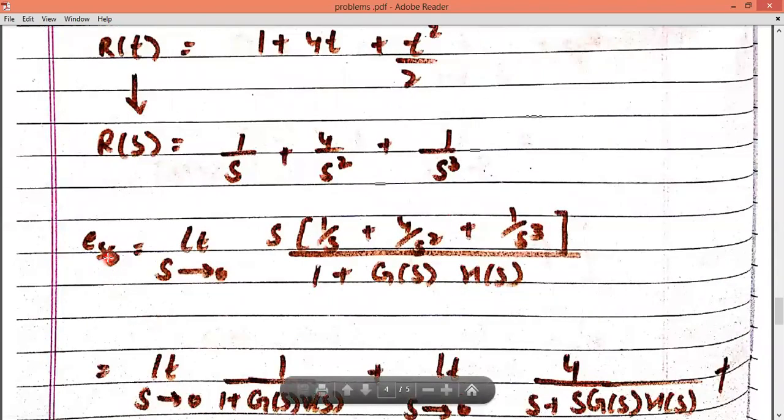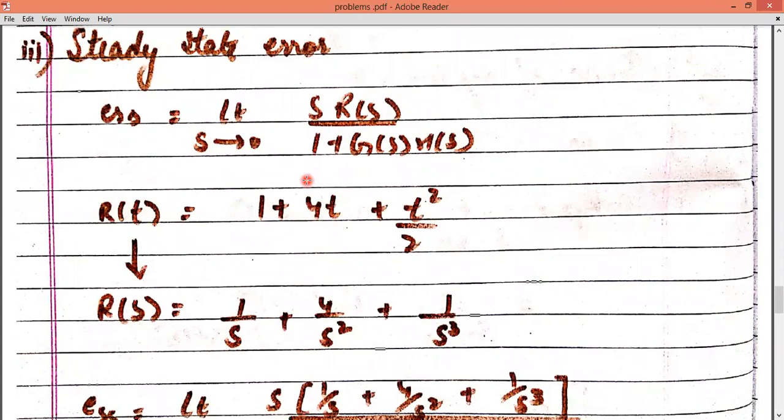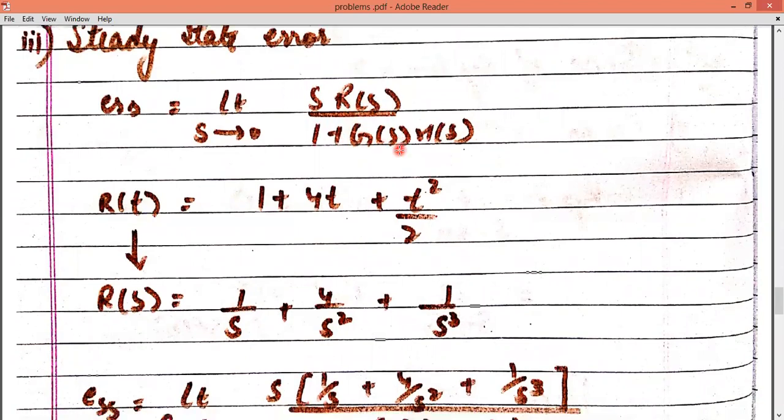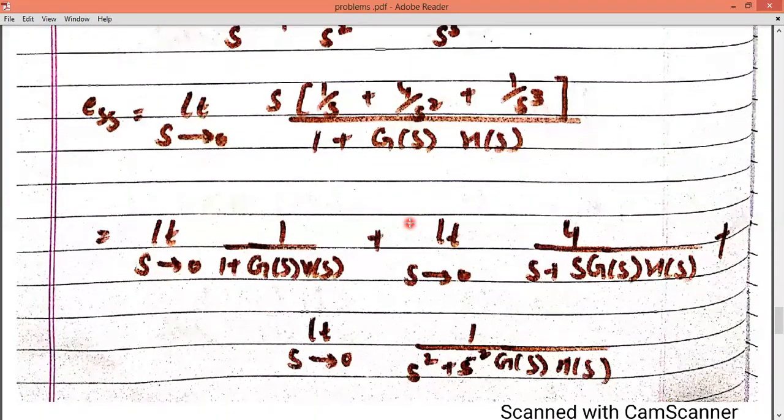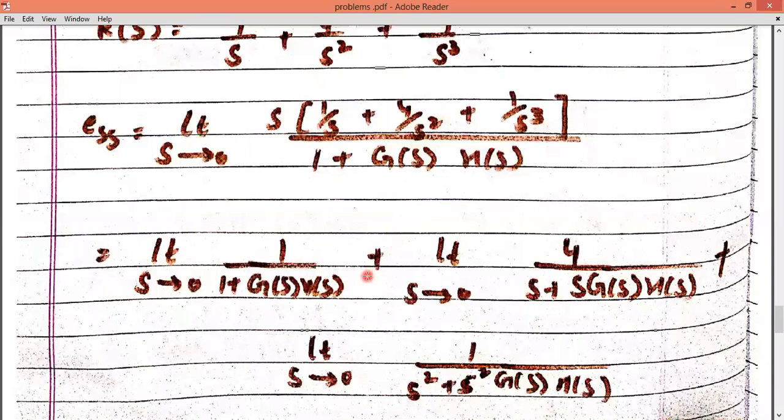Now for the error signal, we need to put in the values. We have just converted r to the Laplace transformation. We need to put r of s in the formula here, and we need to put g of s into h of s here. So we will put the values and simplify. See, there is another way to simplify. Instead of putting the values, we can separate the terms, and see how I did it.